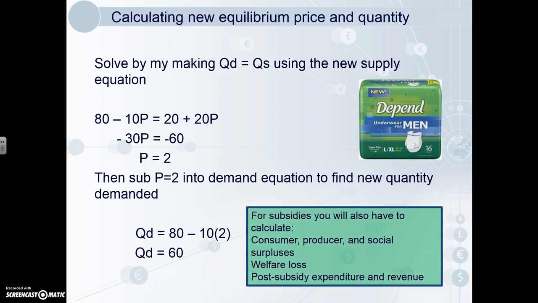We won't go into the same detail, but be aware of the other calculations you'll need to make. Consumer, producer and social surpluses before and after the subsidy, welfare loss after the subsidy, and post-subsidy consumer expenditure and producer revenue. Make sure you actually know and practice these. Don't just nod your head and go, yeah, that's straightforward, because in the exam, you'll need to have practiced these in the past to get it right.